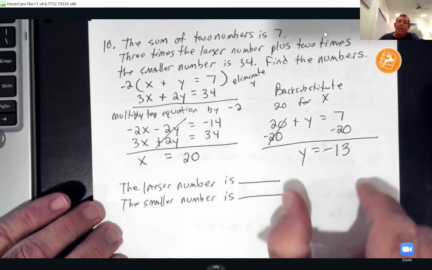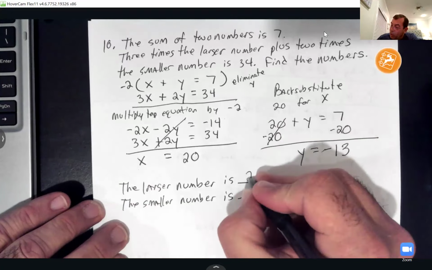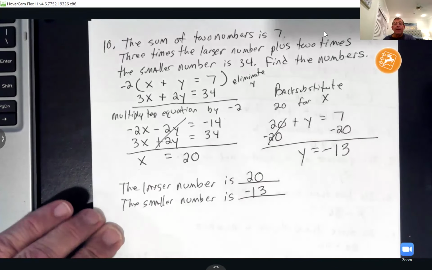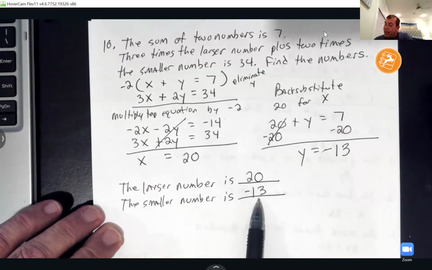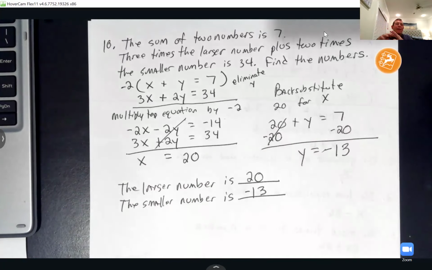So when they give you this, you don't have to put them in as your ordered pair. So let's say my larger number would have to be the 20, and then my smaller number is the negative 13. But a 20 and a negative 13 equal 7. So we can check it out and see that we actually got these right answers on them, okay?